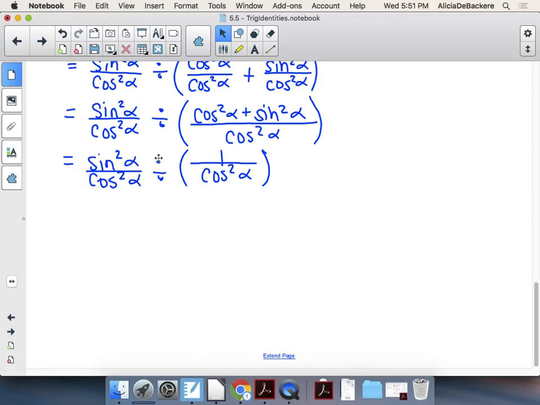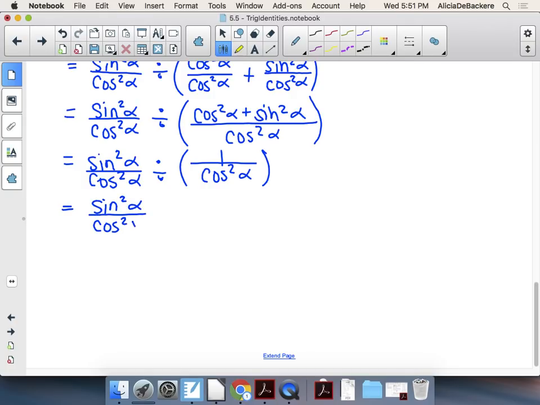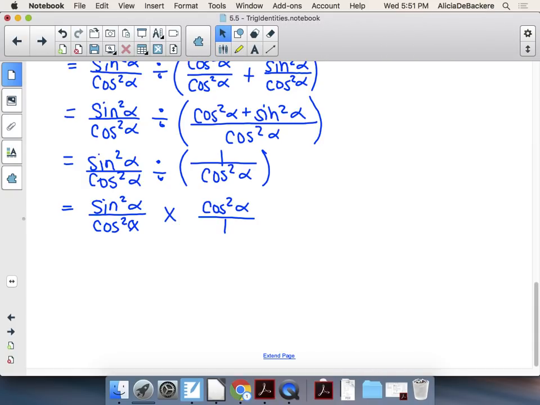I've got a fraction divided by a fraction. And I know how to divide fractions. I leave the first fraction the same. Oops, alpha. I flip the second fraction, or take the reciprocal, and change the operation to multiplication. Don't forget, as soon as you have multiplication, you can cancel common factors top to bottom.